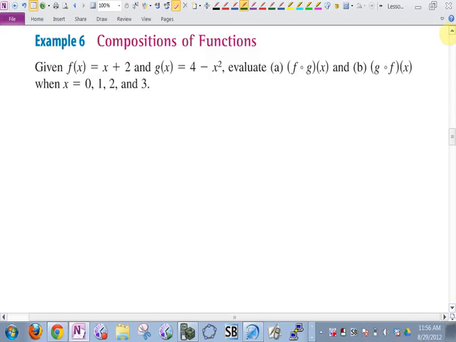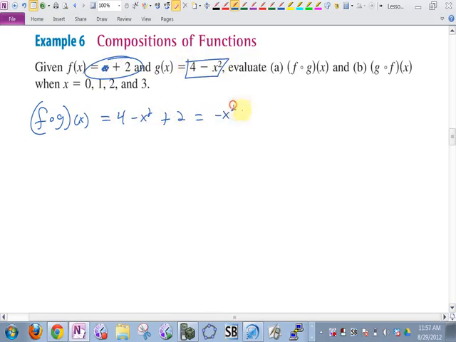Given f of x equals x plus 2, g of x is 4 minus x squared. Find f composed g. They also ask you to find g composed f. This is another example, the next one. All right, this one's also not that bad. Let's find f composed g. So we take the function f, which is x plus 2, but I replace that x with 4 minus x squared. So if we simplify this, we get negative x squared plus 6. Beautiful. Make sense? Total review of Algebra 2 so far, right?